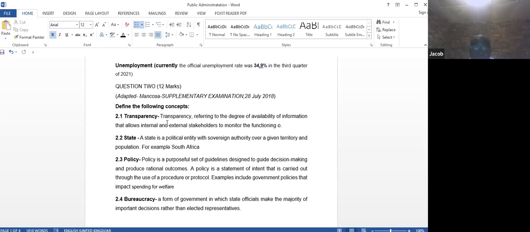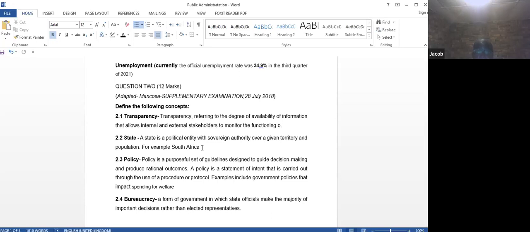The external stakeholders, like the public, must be satisfied with how things have been run or done by a government. So that is what transparency is all about. Then state, I explained earlier what a state is. A state is a political entity with sovereign authority over a given territory and population. For example, South Africa is also a state. So South Africa is a state.